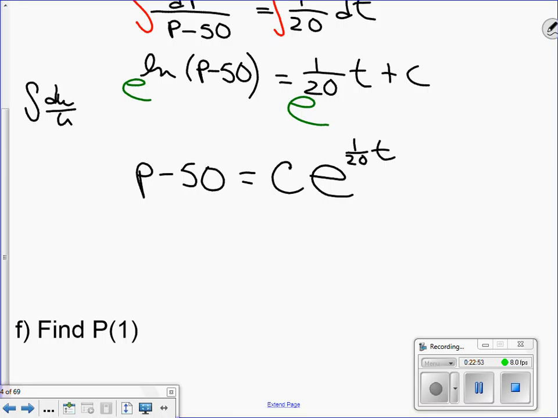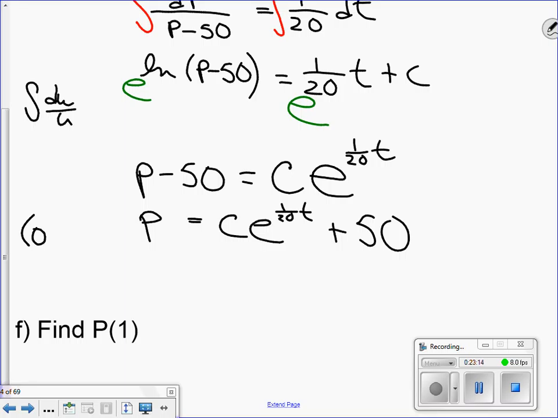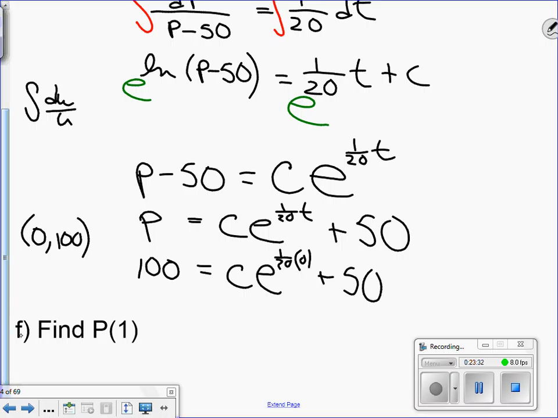Nice. All right, we're getting there. Let's just move that 50 over, then we'll get the C. So P is equal to C e to the 1/20th t plus 50. And we could have got the C. We know that when t is 0, the population is 100, so we're going to plug those numbers in. What do you have for C? Yeah, it's 50, because e to the 0 is 1, so we have 100 equals C plus 50.